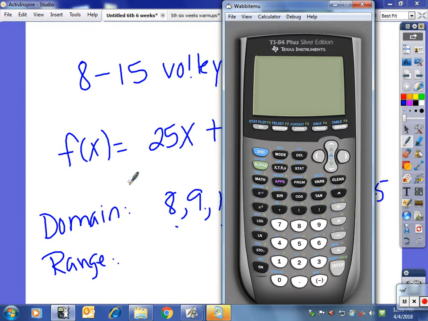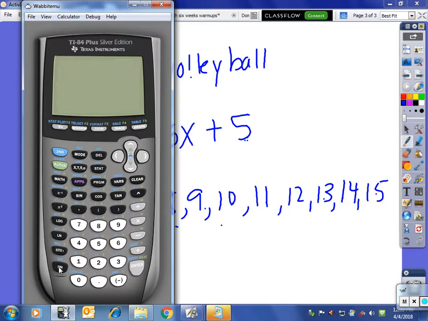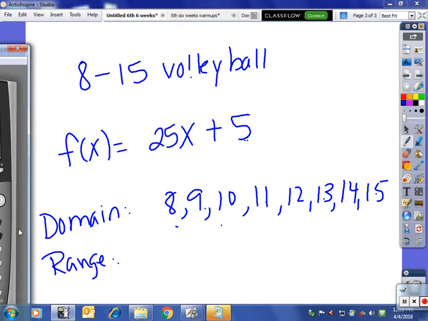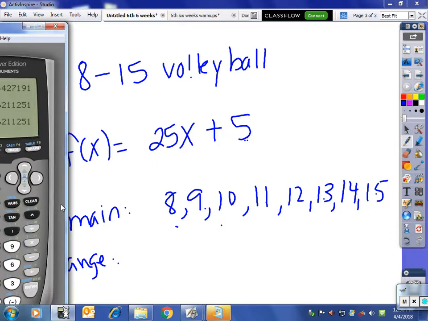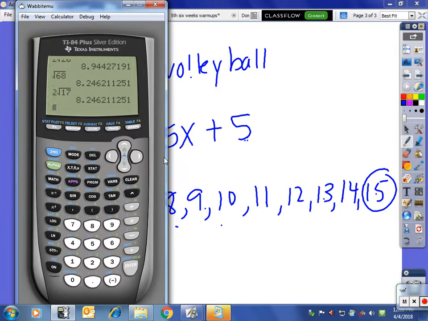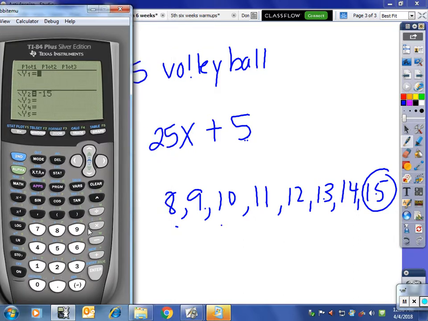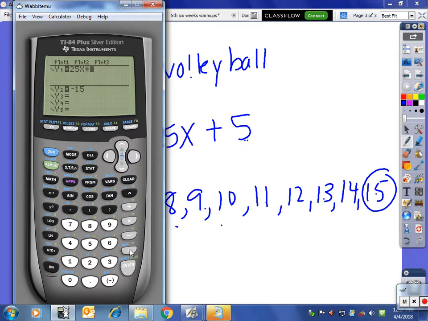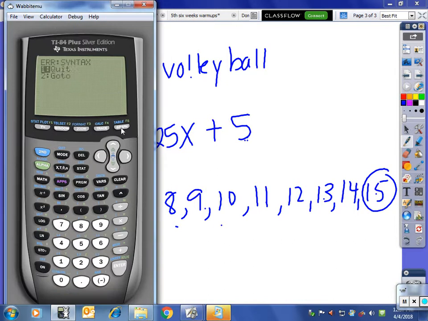Now, I would probably use my calculator to find the range values. Sometimes on problems like this, they might ask, what's the highest possible range value? Well, the highest possible range value happens with the highest possible domain value. Sometimes they don't ask for all of the range. They might ask for the lowest range possible or the highest. But if they wanted the entire range, we could list it. I would go to y equals and put in that function rule, 25x plus 5. Where do I want to start looking at my t-chart? 8. If I wanted to make a list of all of them, I'd have to start at 8.